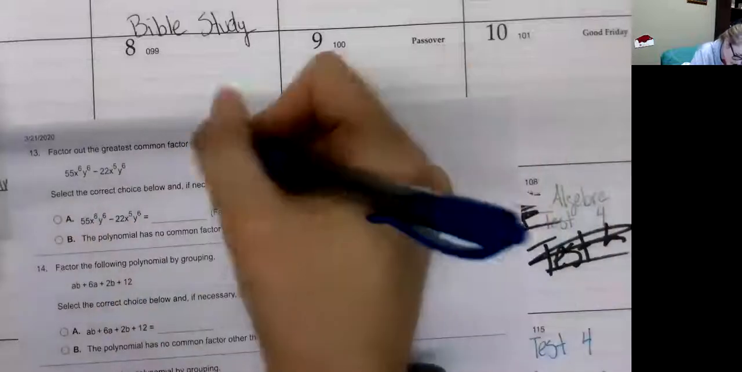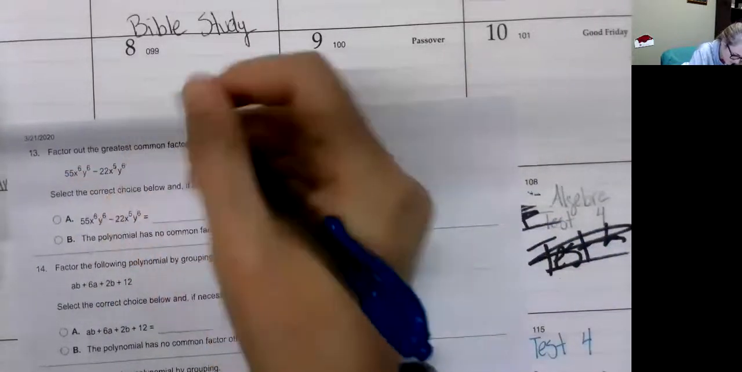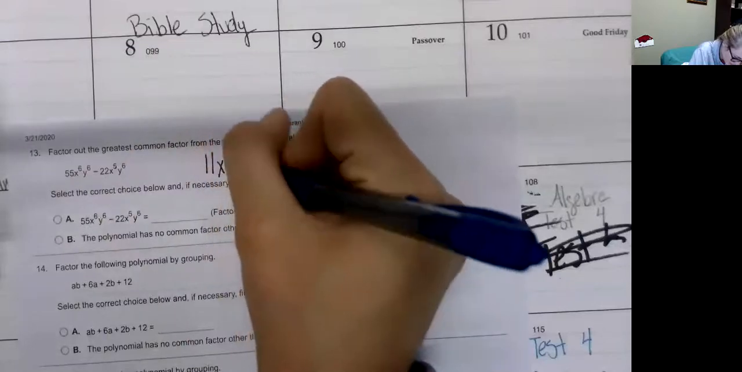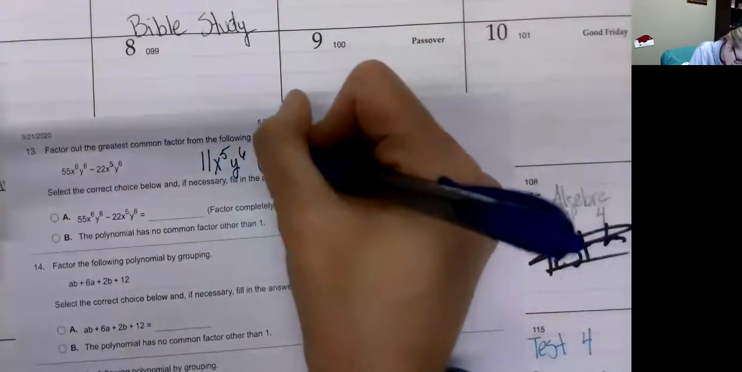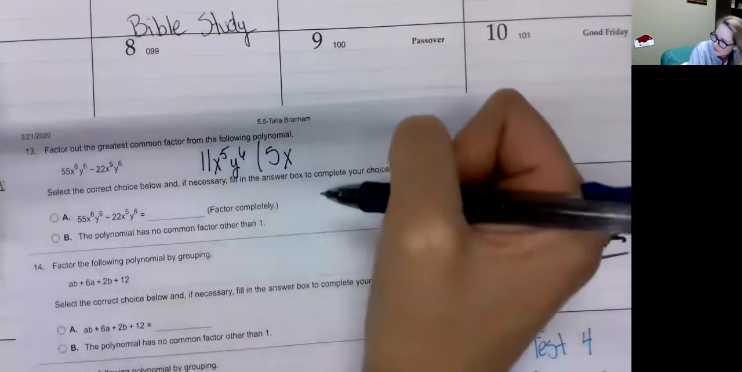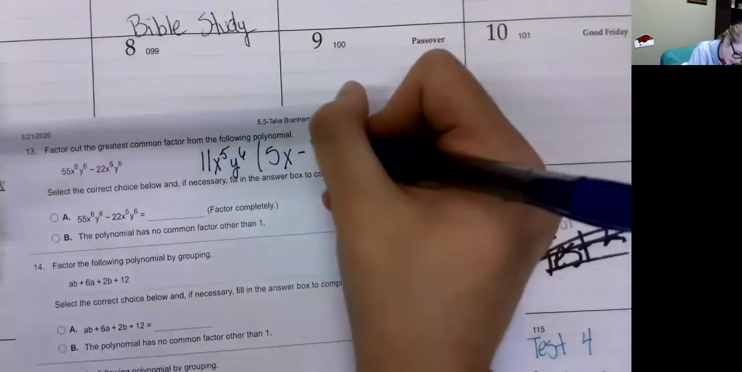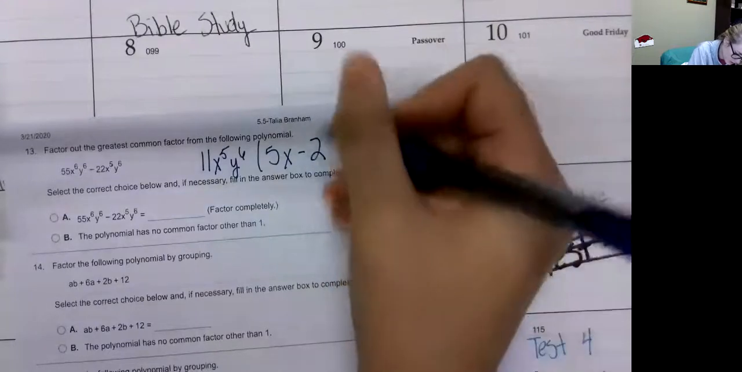Factor out the greatest common factor, 55 and 22. So we have 11. And then there's a 5 here, so I can do x to the 5th, y to the 6th. So 55 divided by 11 would be 5, and then I would have an x left. 6 subtract 5 is 1, 6 subtract 6 is 0. Subtract 22 divided by 2 is 2. 5 subtract 5 is 0, 6 subtract 6 is 0.